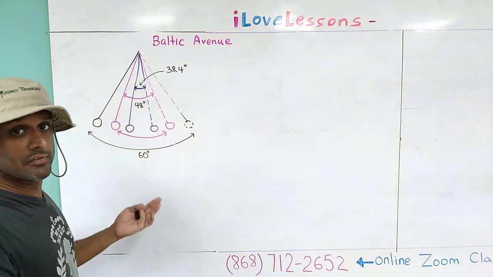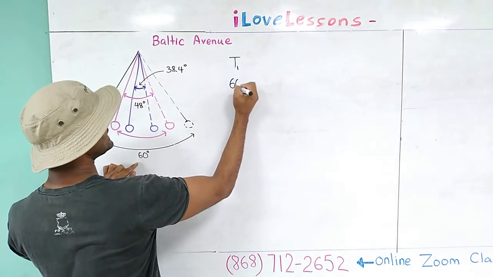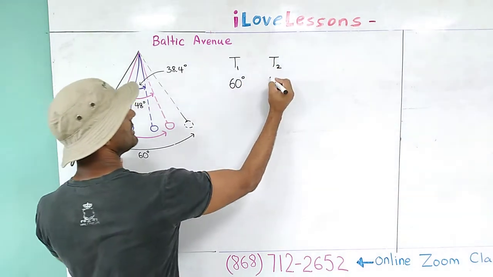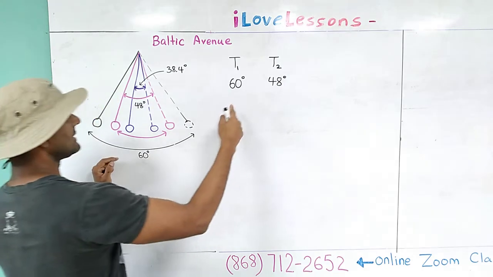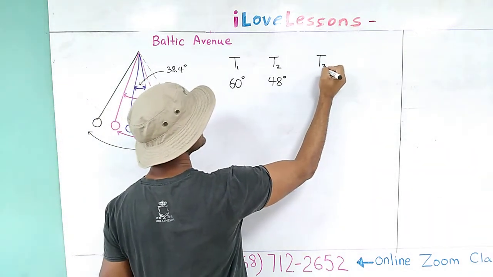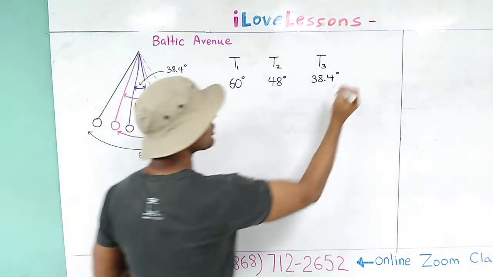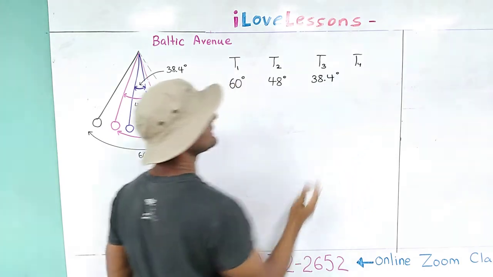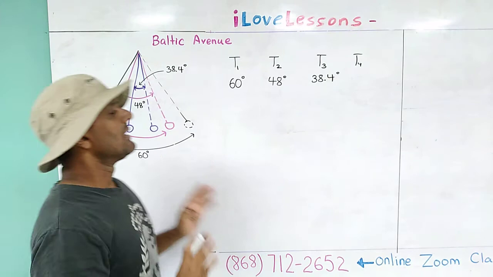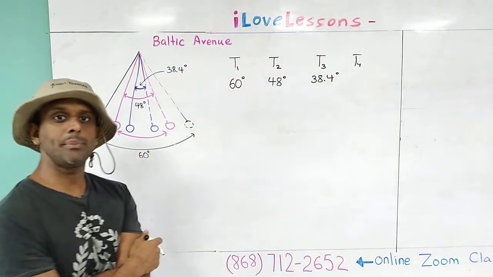Well, let's put down the information they gave us. The first term seems to be 60 degrees. The second term appears to be 48 degrees. And after the 48, the angle T3 is reduced to 38.4 degrees. And of course, this goes on and on. They just didn't bother to give you T4, T5, T6, T7, right? So AP or GP? Well, I think it's a GP.